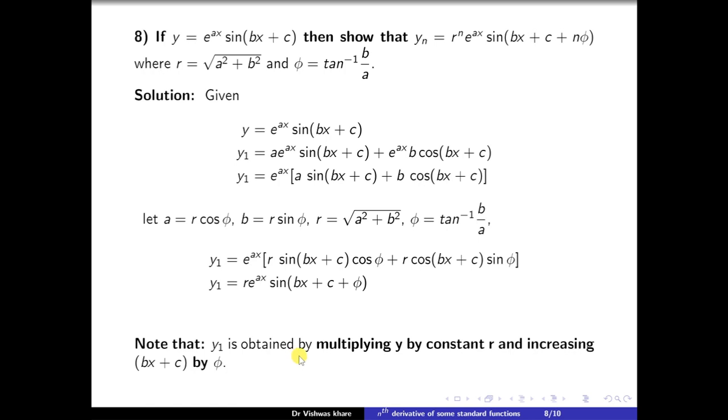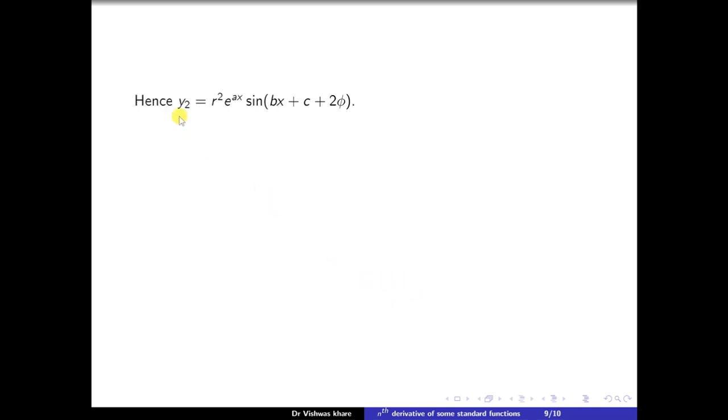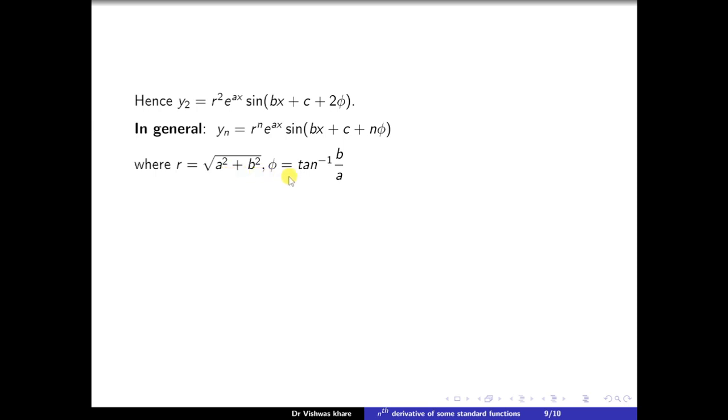Note that y1 is obtained by multiplying y by the constant r and increasing bx plus c by phi. We can see y is equal to e to the power ax sin(bx plus c). So y1 is r times e to the power ax sin(bx plus c plus phi). Hence, in a similar pattern y2 is r square e to the power ax sin(bx plus c plus phi), that is 2 phi. In general, yn becomes r to the power n e to the power ax sin(bx plus c plus n phi), where r is equal to under root a square plus b square and phi is tan inverse b by a.